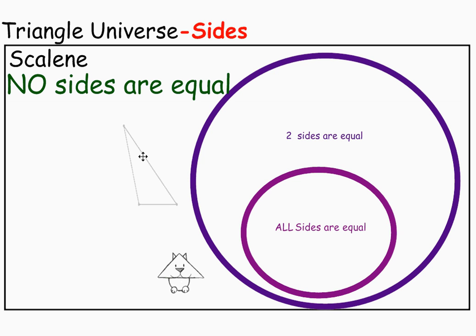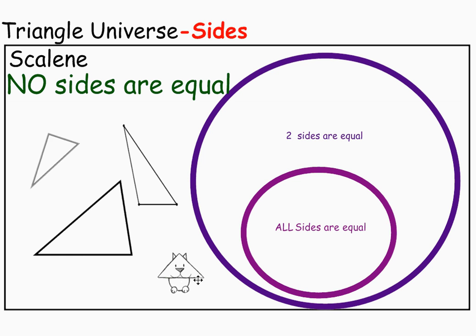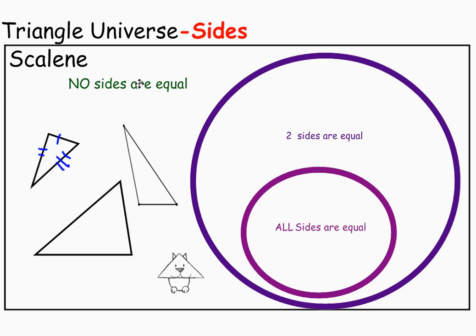A scalene triangle may look like this, this, or this. And what I want you to understand and pay attention to is that this side is not equal to this side and is not equal to this side in any of these. And we're talking sides. We're not talking angles. Right? They can have small angles. Okay? They can have large angles. All we're doing is talking about sides. And scalene means no sides are equal.